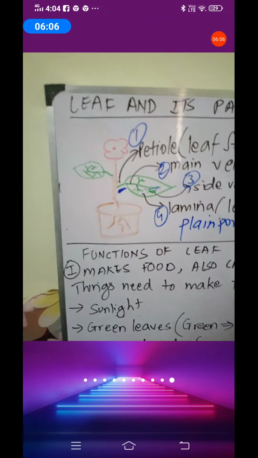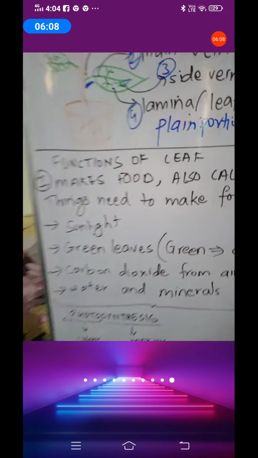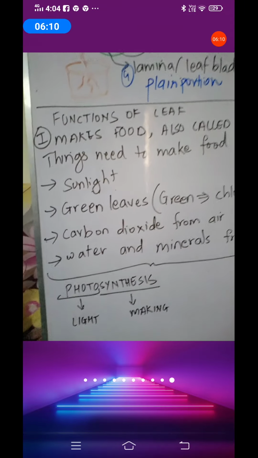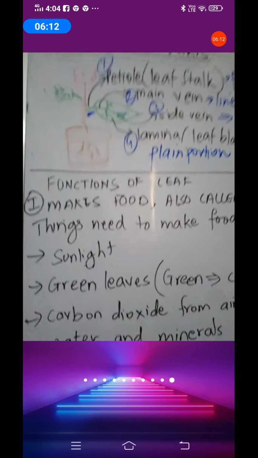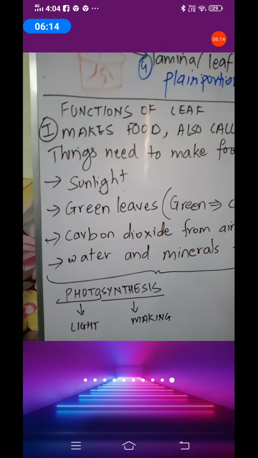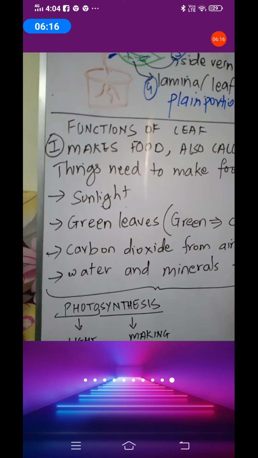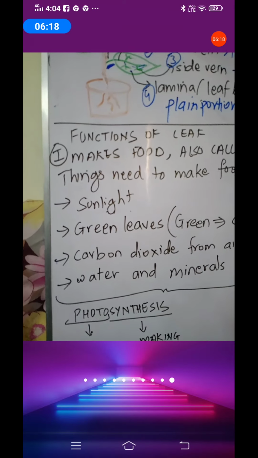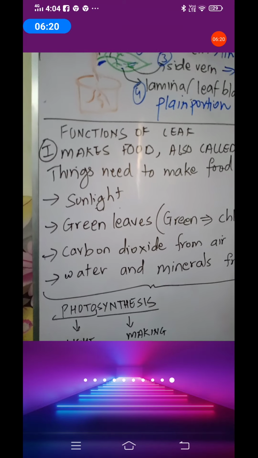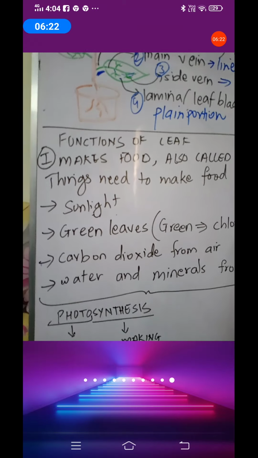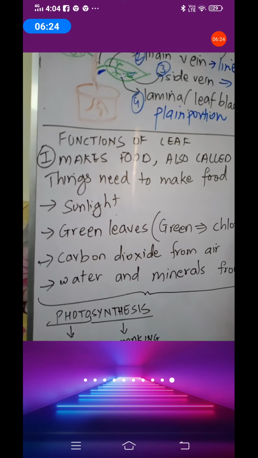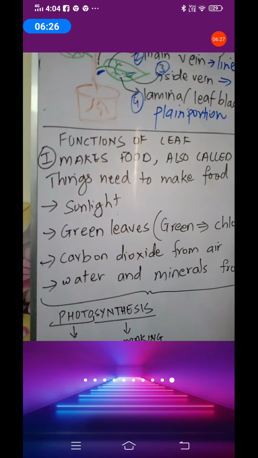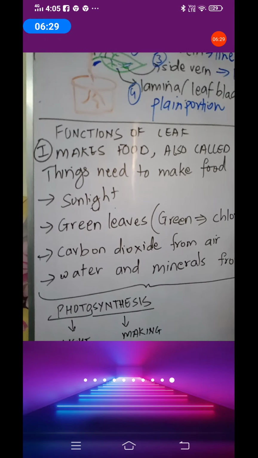Now, before I start the next topic, that is functions of the leaf, I would like to ask you one thing: where does your mother prepare the food? Does she make it in the hall, or in the balcony, or does she cook food in the kitchen?